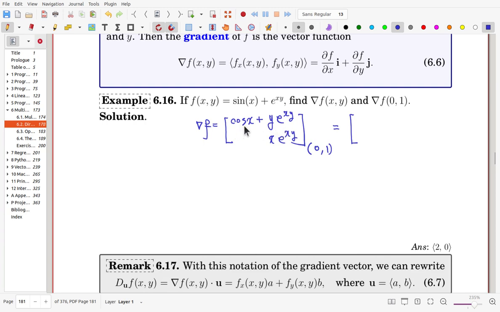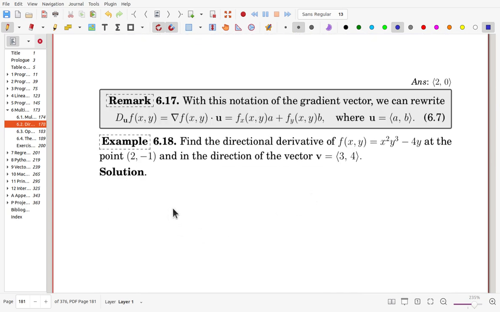x is 0, then it's 1. y is 1, and e to 0 is 1. So that is 1 plus 1. Now, x is 0, so the second component must be 0. So the vector is now 2 and 0. And we can write this vector in this form. We are using this angle bracket notation when we write it horizontally.